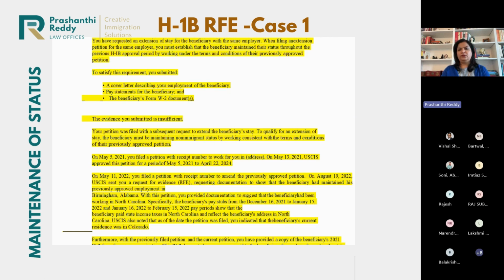continued working on his old H1 as if nothing had happened. So that was an issue as well. So that issue is also raised in this RFE.